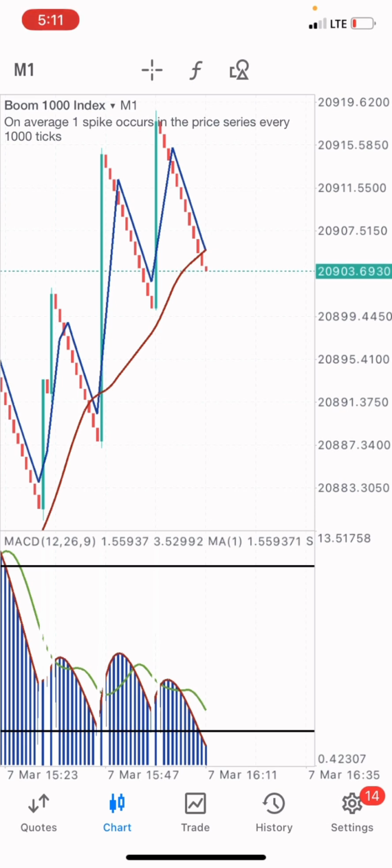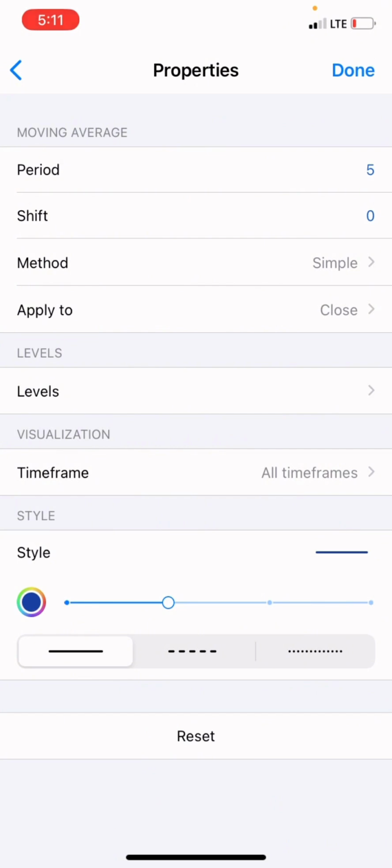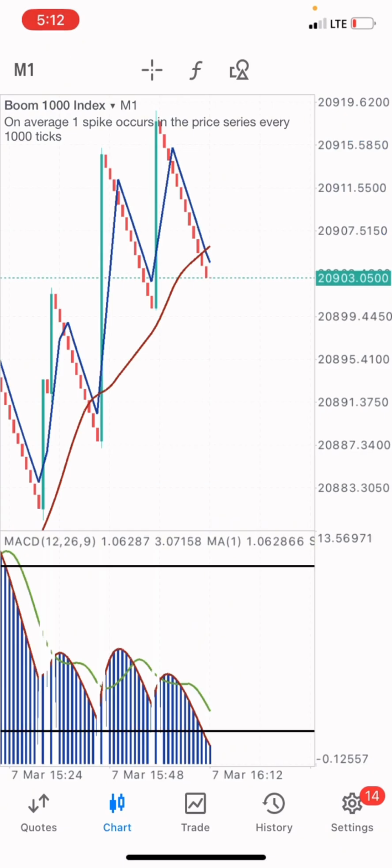So let's quickly set up the strategy. We are going to use 2 moving averages on the main window, and we'll use MACD, another moving average, and stochastic oscillator in the indicator window section. So the first moving average is period 5, shift is 0, method is simple, apply to close, levels are not needed, so you just skip that. And visualization, use whatever color that makes sense to you, but make sure it is visible on your chart. Click done when you're done with that, and you have the first moving average on your main chart.